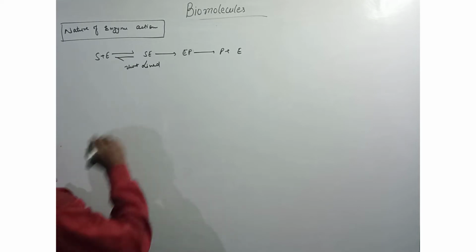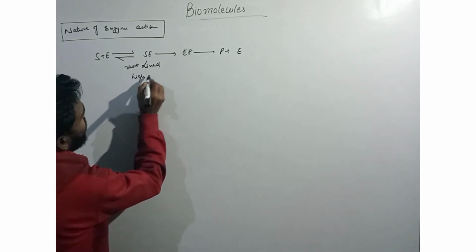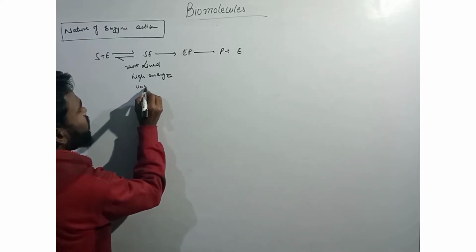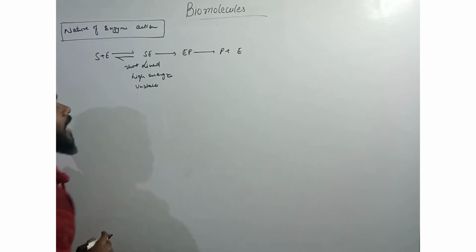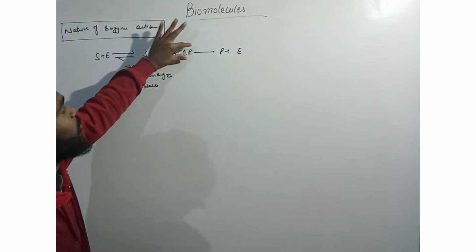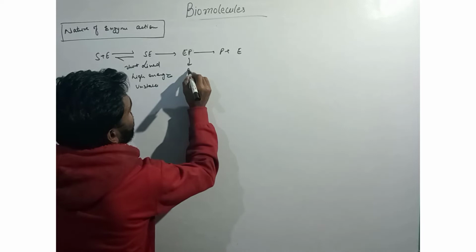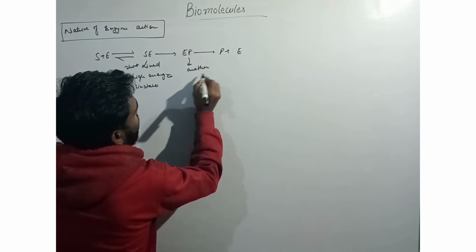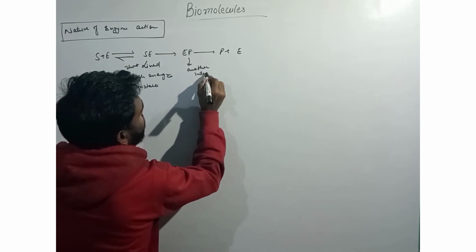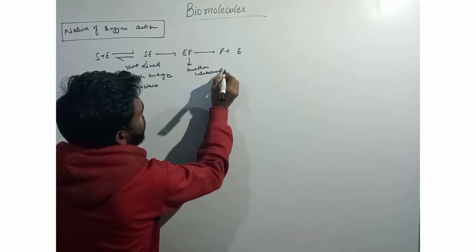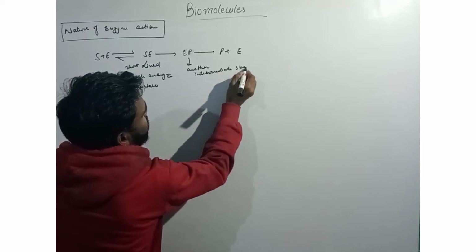Now it has very high energy and it is very unstable, as I stated earlier. And the next one, the enzyme product complex, is another intermediate stage that is also formed.